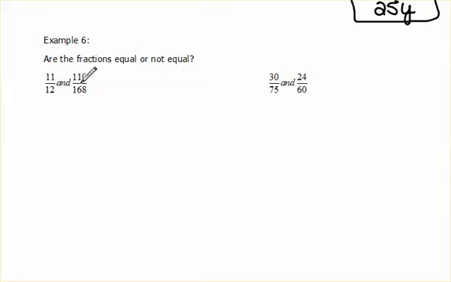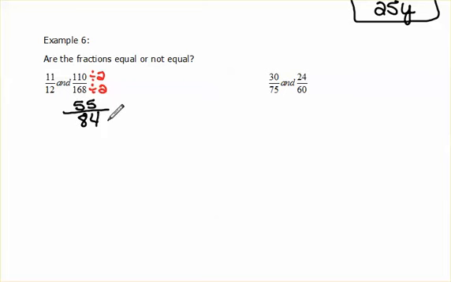But 110 over 168 is not in its most simple form. In fact, we can divide top and bottom by at least 2 because they're both even numbers. So when I take 110 and divide it by 2, we get 55. And when I take 168 and divide it by 2, I get 84.